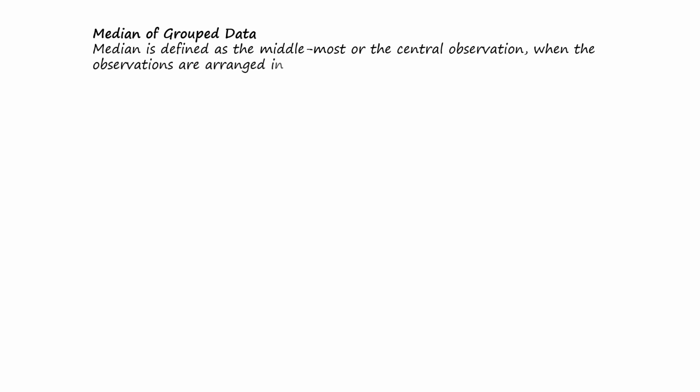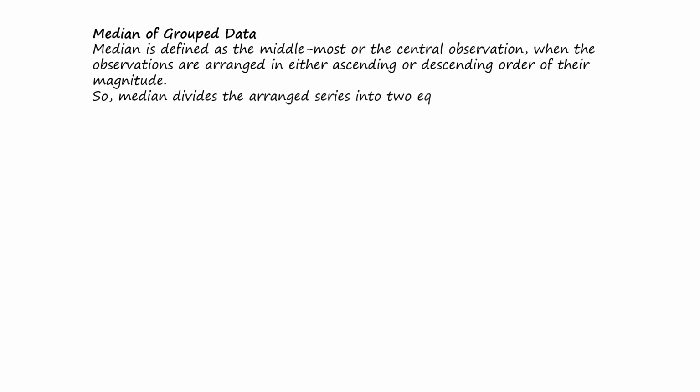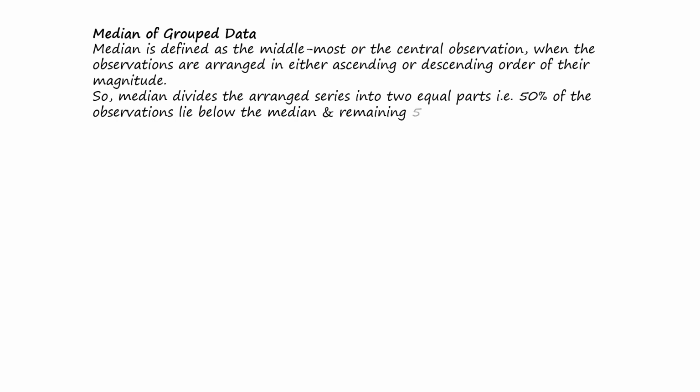Let's come to the median. Median of grouped data. Median is defined as the middlemost or the central observation when the observations are arranged in either ascending or descending order of their magnitude. So median divides the arranged series into two equal parts. That means 50% of the observations lie below the median and the remaining 50% lie above the median.